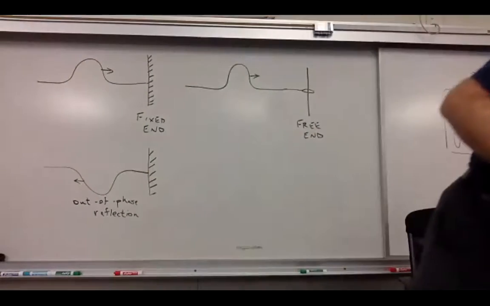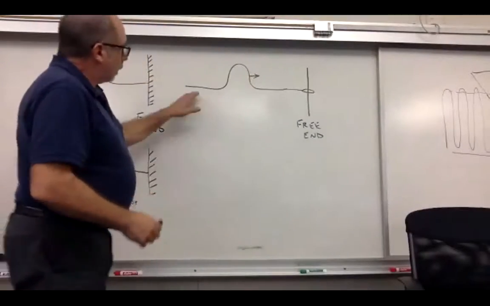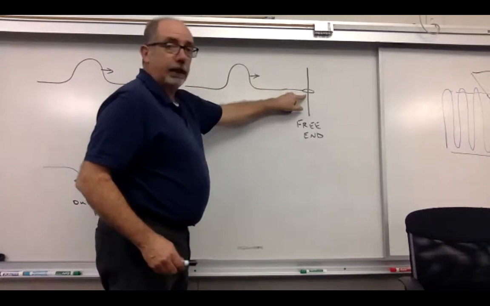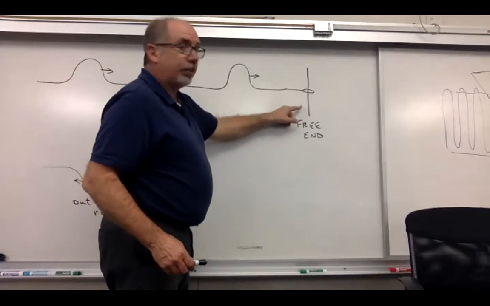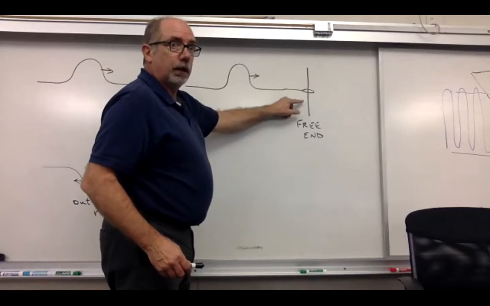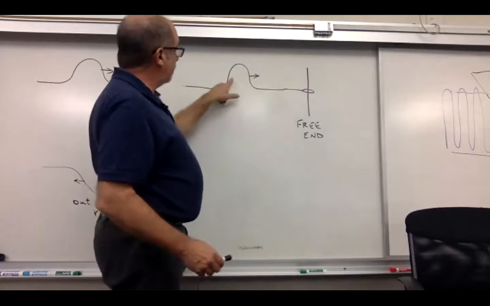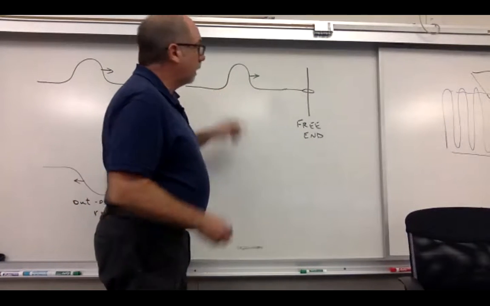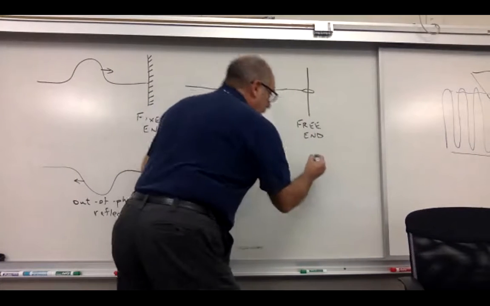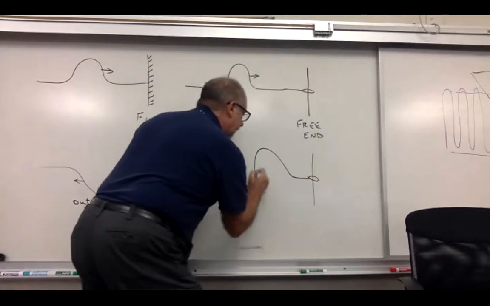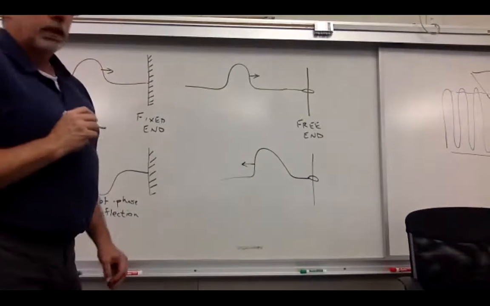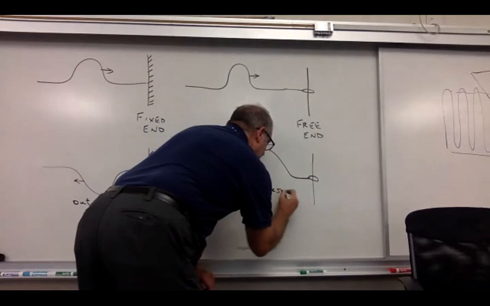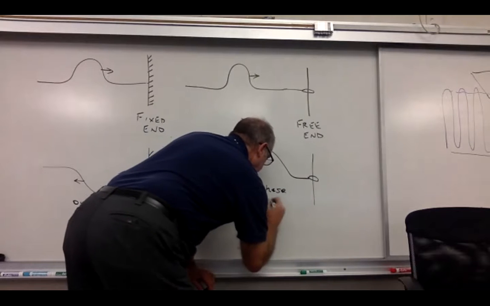Now, when this pulse is traveling, it's pulling up adjacent coils, pulling up adjacent coils, until it gets to the end. Since this ring is free to move, it can go up, and when it goes up, it comes right back down because the back end wants to pull it down. Front wants to pull it up, back end wants to pull it down. But when it does that, it comes back on the same side. So this reflection is in phase. This is an in phase reflection.